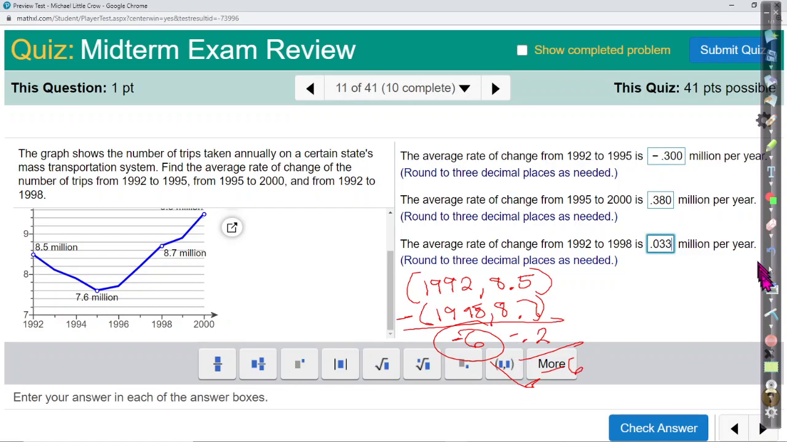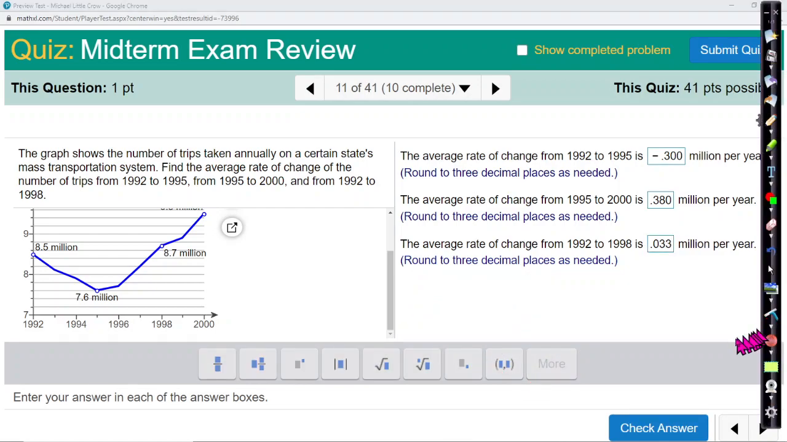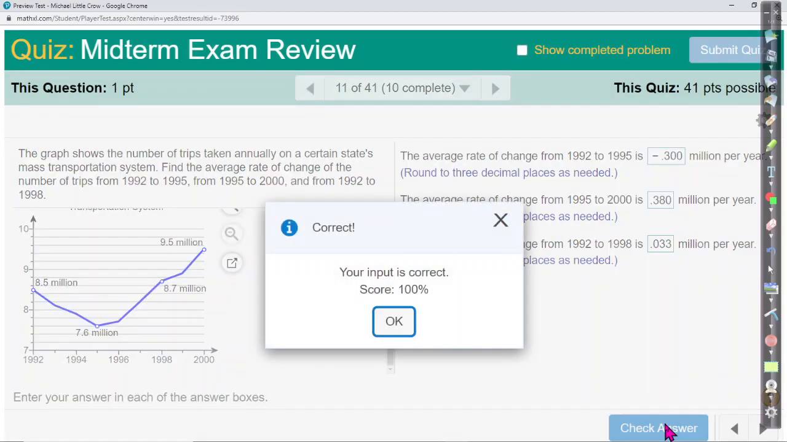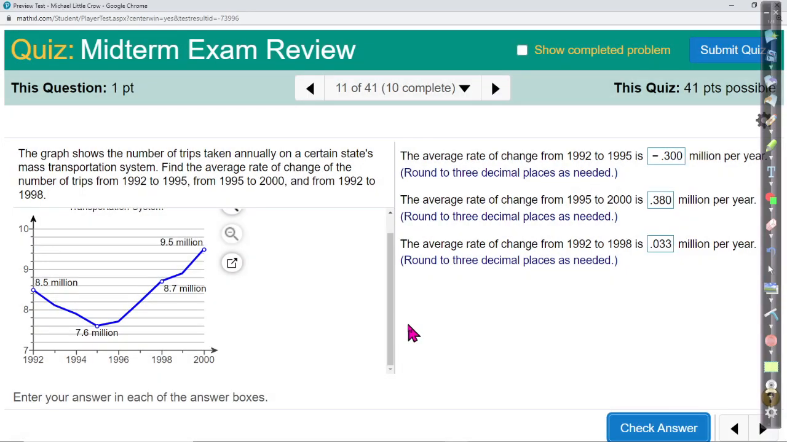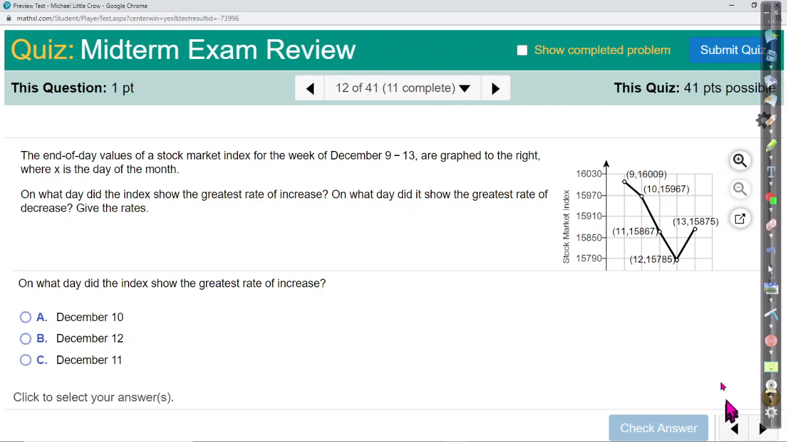3 decimal places. Let's clear that off. Check our answers, and we're doing good. Okay. So again, it's build your confidence, practice, practice, practice. Just get these down one way or the other.